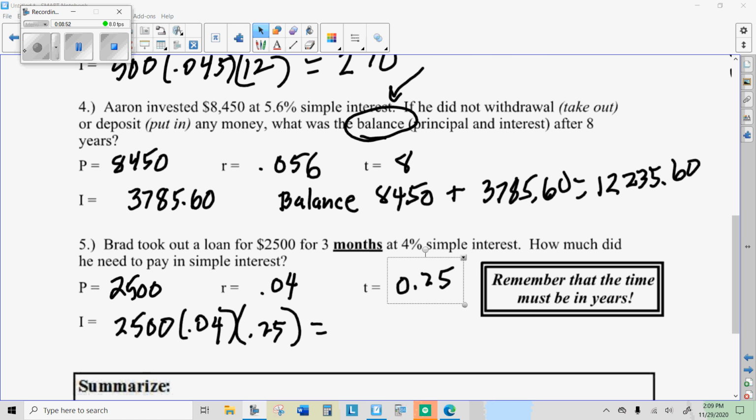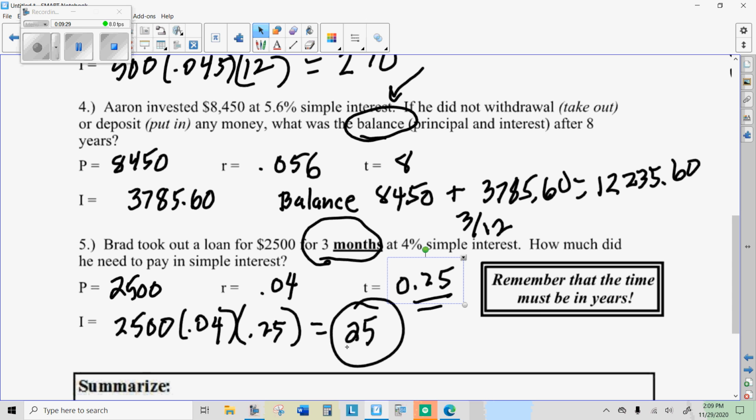Now this last one is just finding the interest, so you don't have to add your interest to your principal to get your balance in the end. Also notice the time is 3 months, so you don't use the number 3, you do 3 out of 12. It's a fraction of a year, which is 0.25 years. So if you did that right, you should have got, for your interest, $6.25 for that. Okay, and that's all it asks for is the interest.